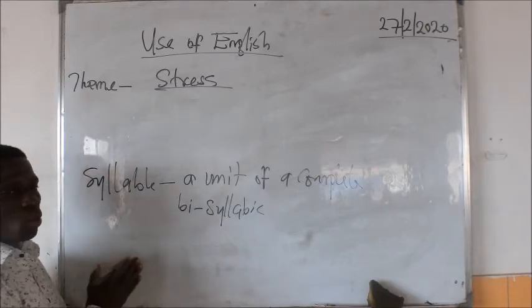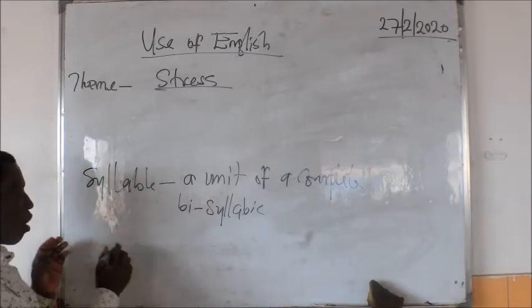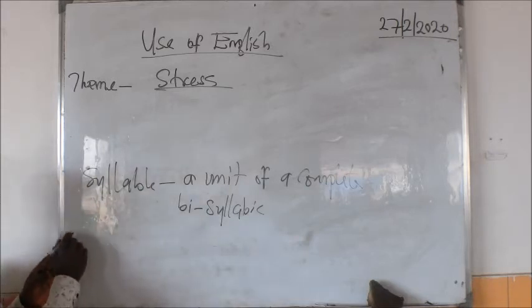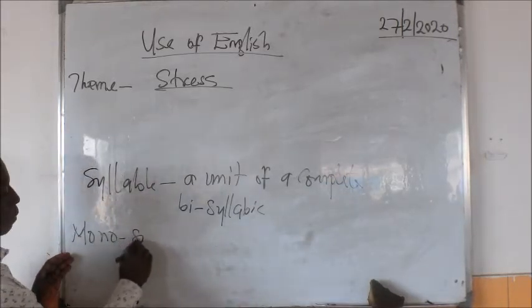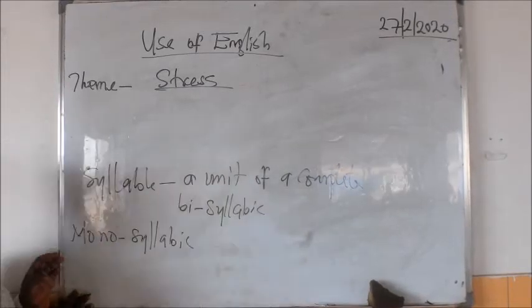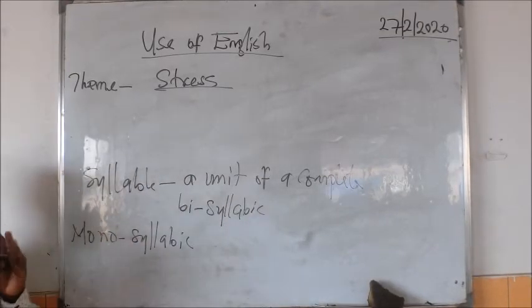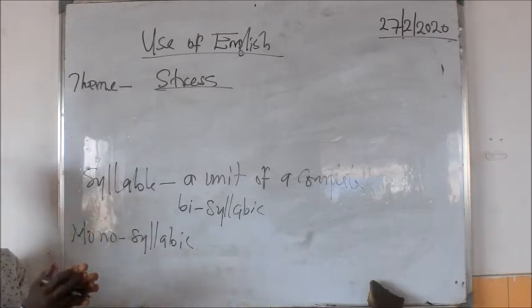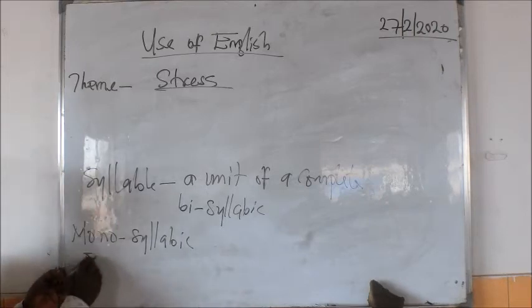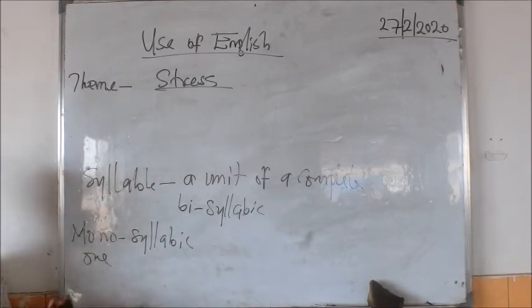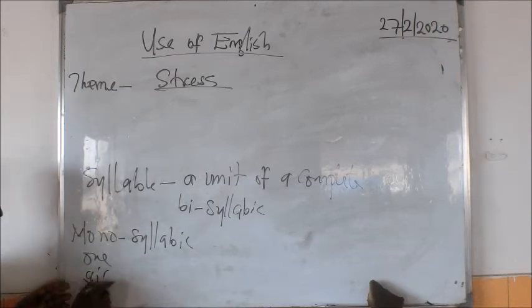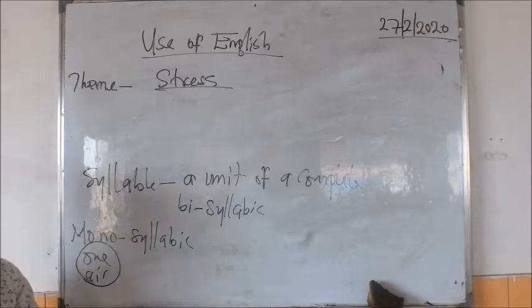Now, guys, some English words that we cannot divide into units, we call them monosyllabic. Monosyllabic means an English word that has one unit of production, or a single unit of pronunciation. Example, one. We can't divide the word one. Example, air, and so on. We can't divide these two words into units. So these are examples of monosyllabic words in English.